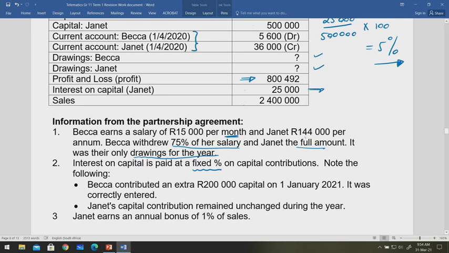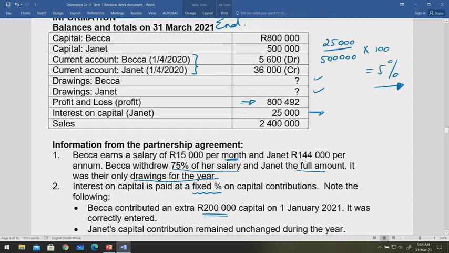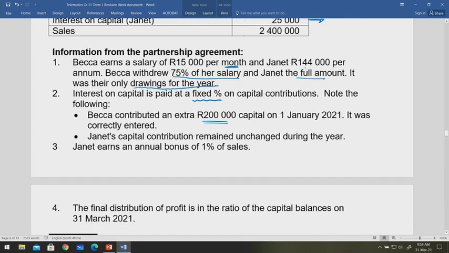She contributed another 200,000 capital on the 1st of January, and it was recorded correctly. So at the end of the year, her capital was 800,000. But that was after she contributed another 200,000. So at the beginning it had to be 600,000. So she can earn interest on the 600,000 for the whole year and on the 200,000 only for the number of months that she had that capital contribution.